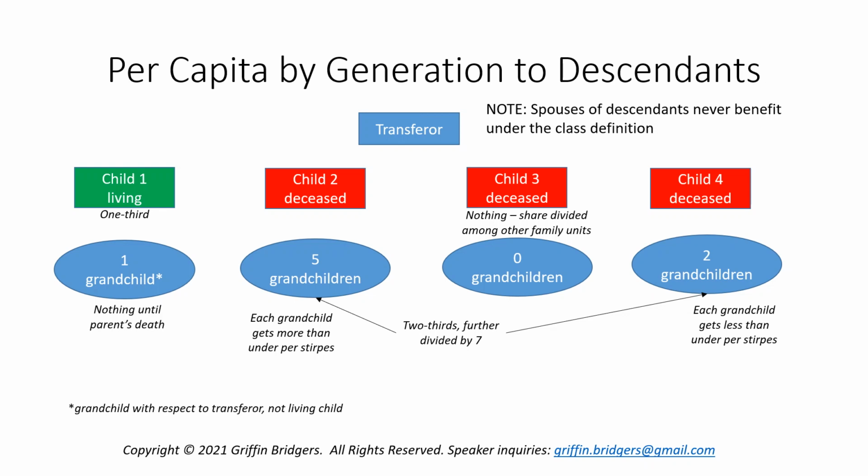I'm not going to do the math here, but what that means is that with child 2's family unit, each grandchild is going to get more than they would have under per stirpes or by representation. But in the case of child 4's family unit, each grandchild will get less than they would have under per stirpes or by representation. So that's a quick graphical representation of how we do this.